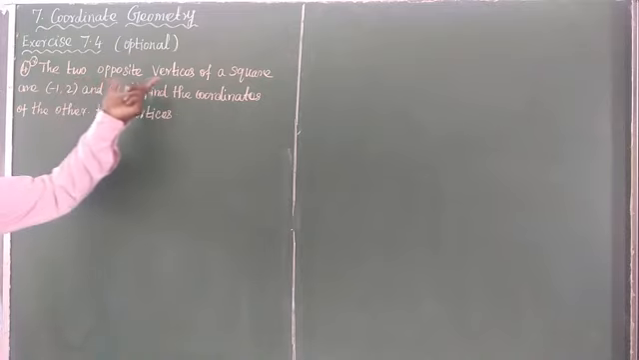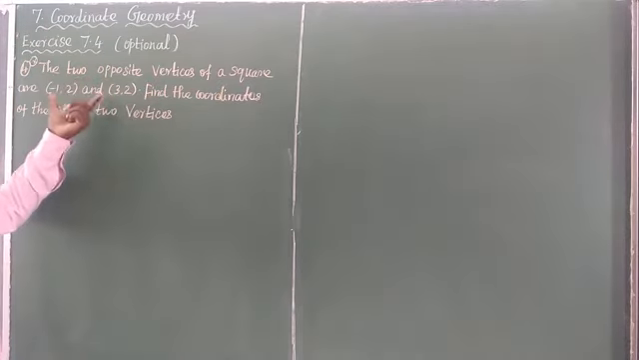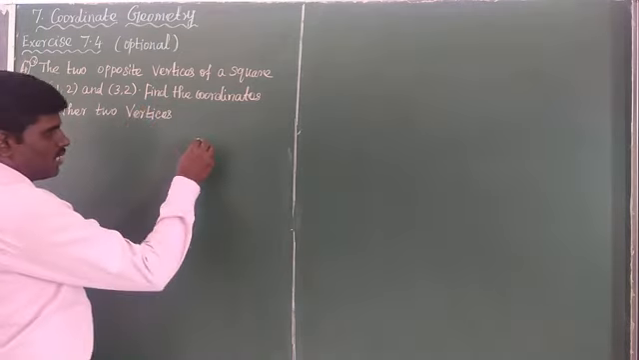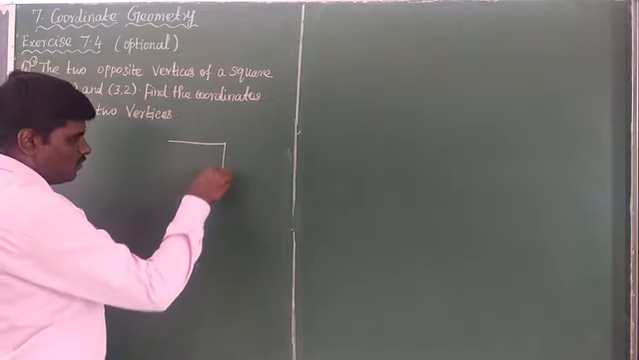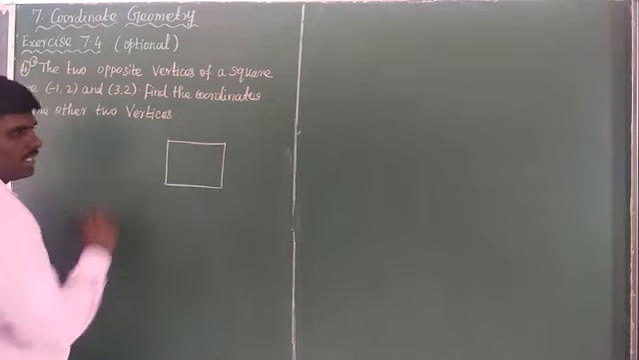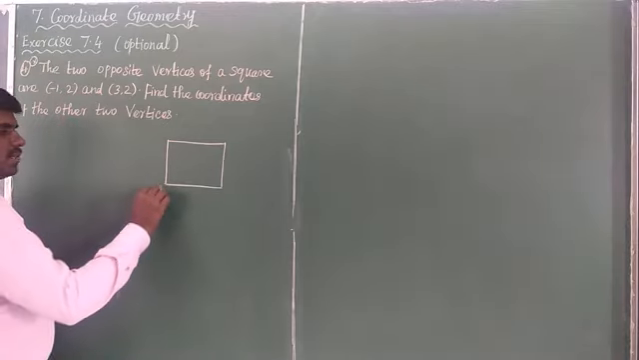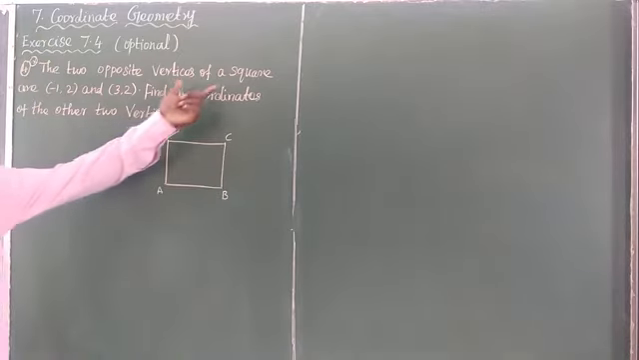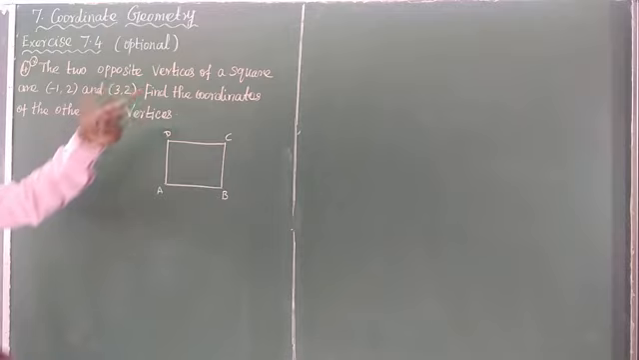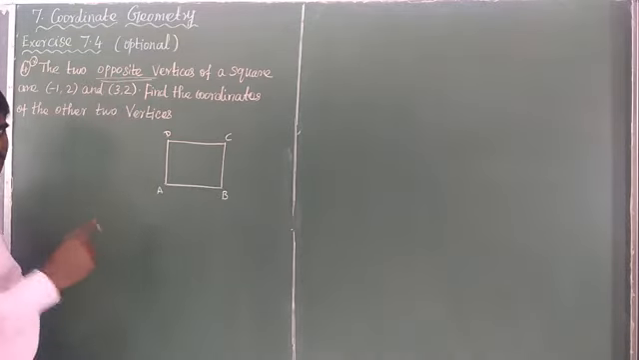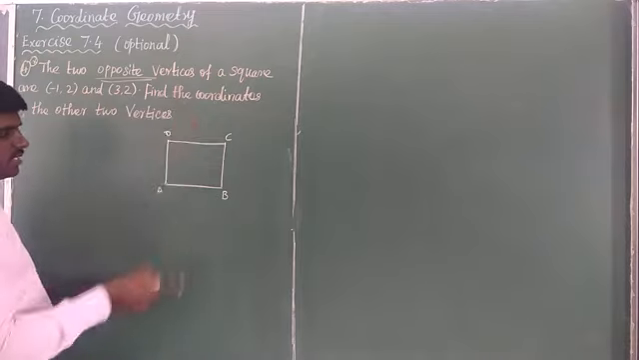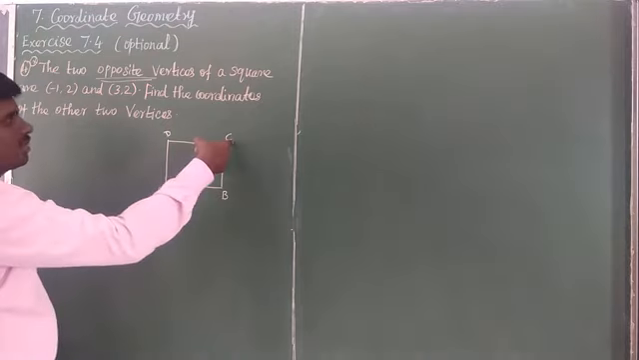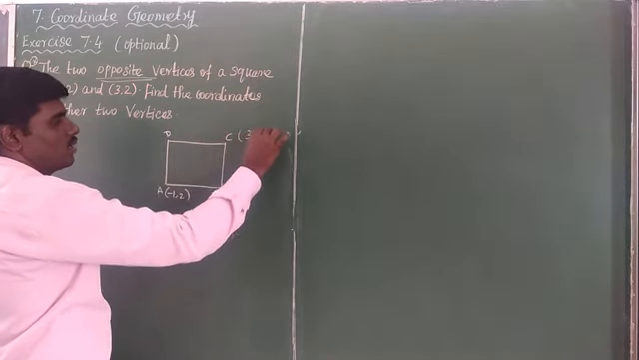The two opposite vertices of a square are given. Find the coordinates of the other two vertices. Say we have one square, and I will name the points A, B, C, D. These are the opposite vertices of the square. Suppose the first point A is (-1, 2), and the opposite point C is (3, 2).